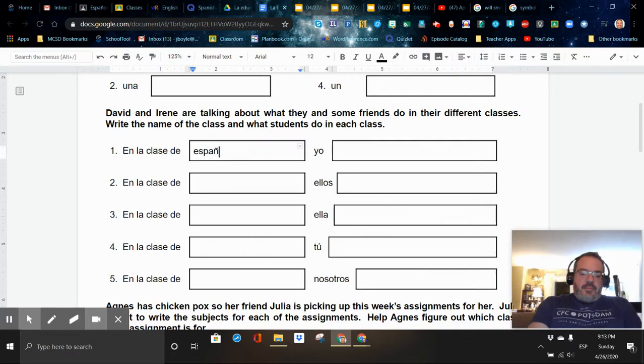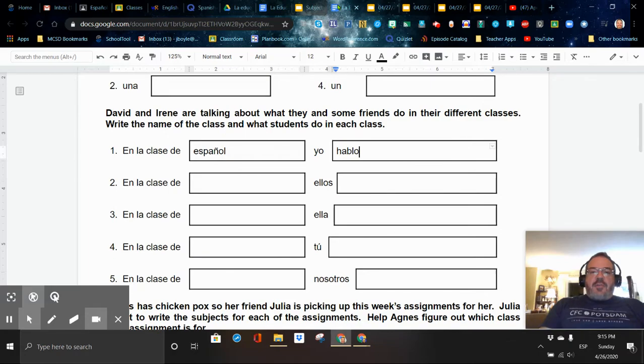Español. Yo, what do I do in Español? I speak Spanish. Okay, and it's a yo form verb, so you have to conjugate. All right, so the verb to speak is hablar. Remember from the other day that we take this AR and we drop it. And in the yo form, the ending is O. Do you remember doing that?